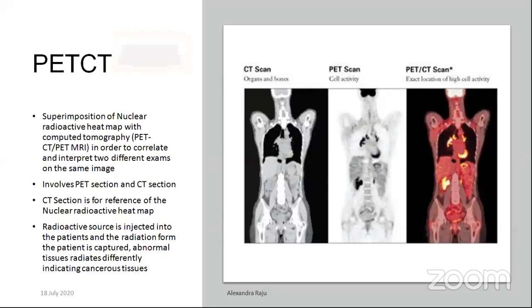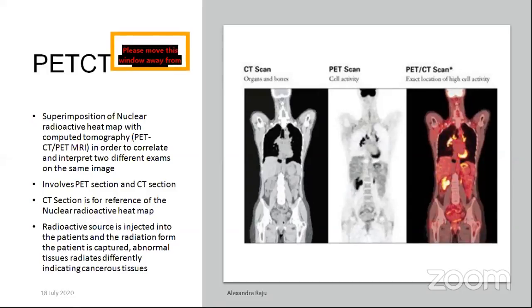Is it clear? Yes. For a cancerous cell or a tumor cell, the metabolic activity will be higher than in normal cells. So the abnormal tissues will radiate differently, or more brightly, in the PET scan.